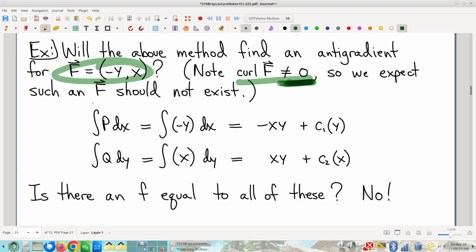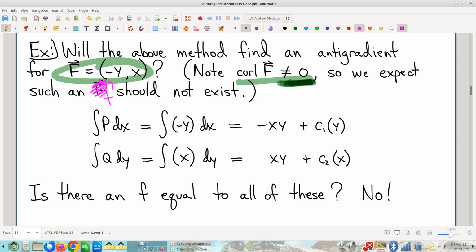There is no anti-gradient, and I have a typo here. Shame on me. Sorry. This should be little f. It's the anti-gradient that should not exist. Sorry about that. You might want to fix that in your copy of the notes there. And it's just oopsie.